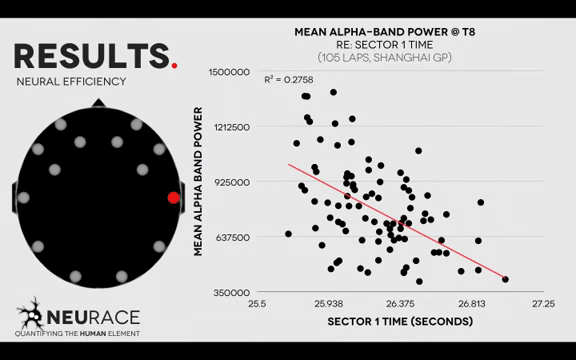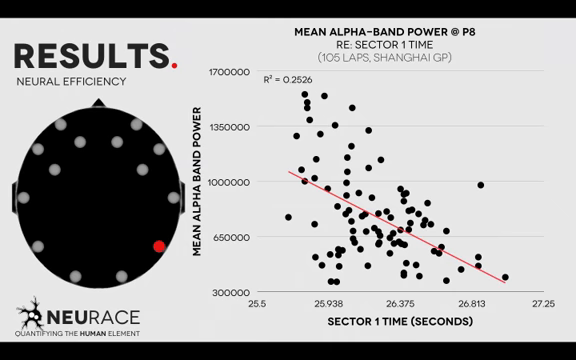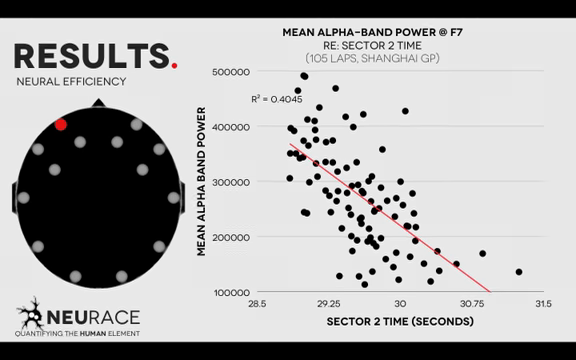We see that alpha band power is also related to faster time in sector 1. And again, in the parietal recording site, we see that for sector 2, alpha band power is also related, although we see it more in a frontal site for sector 2, possibly because it's a much more technical sector, as opposed to sector 1, which is a lot more flowing with longer corners.